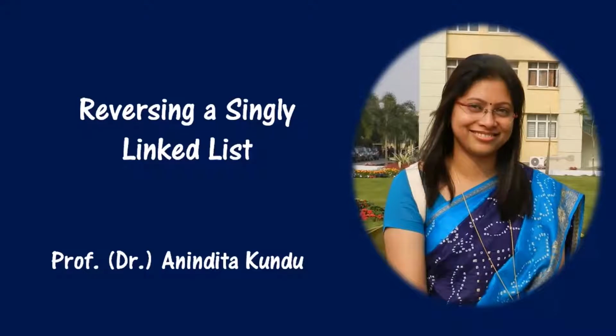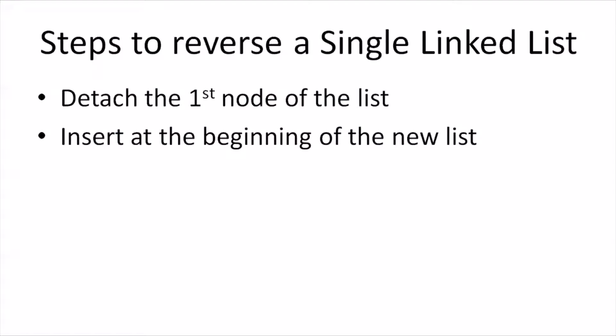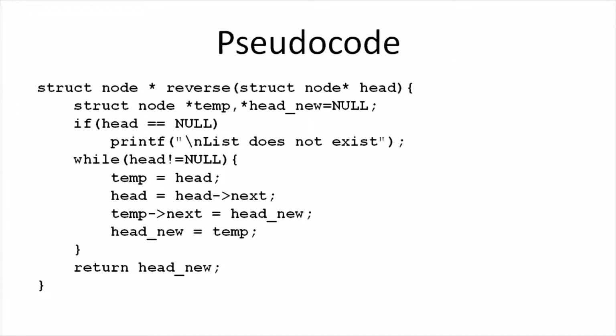In this tutorial, we will discuss how to reverse a single linked list. The process to reverse a single linked list is very simple. There are only two methods involved in it. First, we have to detach the first node of the existing linked list and then insert it at the beginning of the new list. We have to continue repeating these two procedures until there are no nodes left in the linked list. The pseudocode for the same will be somewhat like this.